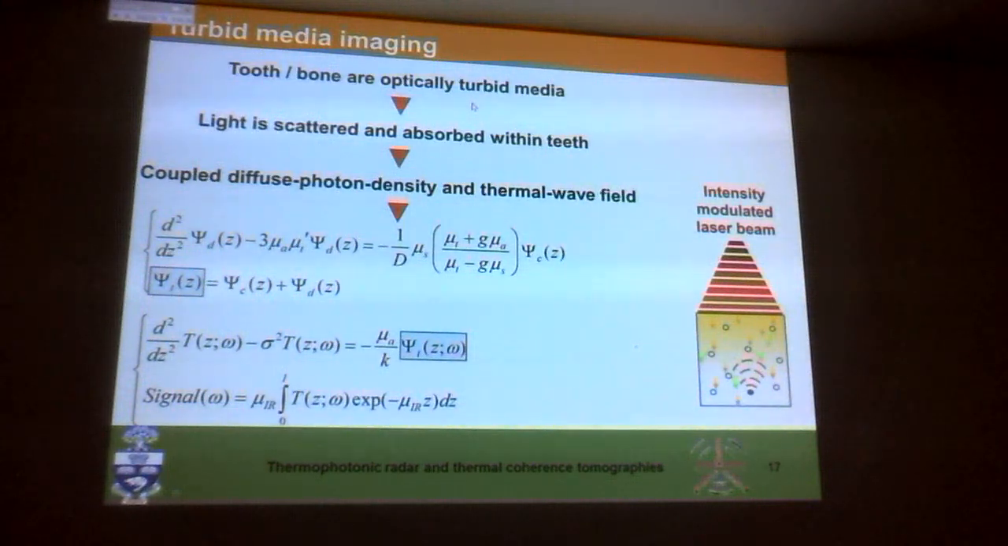So that's really what you're facing, because you have a true clinical system. And these are the components that make this about the only solution there is. If you look at, again, in this case with teeth and bone, you have a couple of diffuse photon density and thermal wave field. So you have 2 diffusion equations.